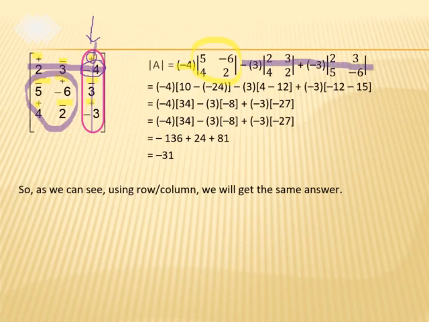Okay, be careful with the multiplication for 2 by 2. This one. And as we can see, the answer is also -31. So as you can see, using row or column, we will get the same answer.